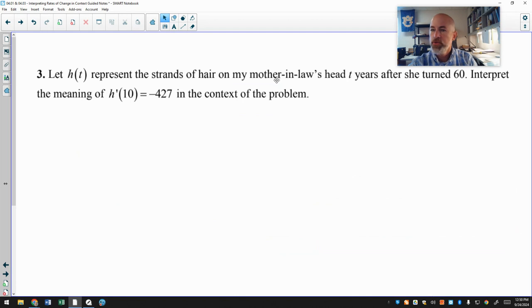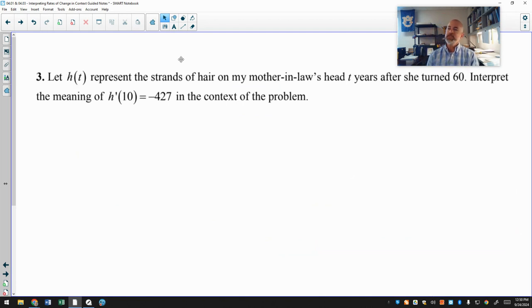Okay, let's jump on to 3. H of T represents the strands of hair. I think I may say the strands of hair on my mother-in-law's head, T years after she turns 60. Interpret the meaning of H prime of 10 as negative 427. So here is one where we can go really detailed in our interpretation, because not only did I give you the T value, I also gave you a numeric answer that we have to interpret as well.